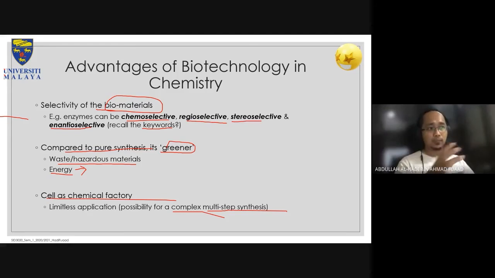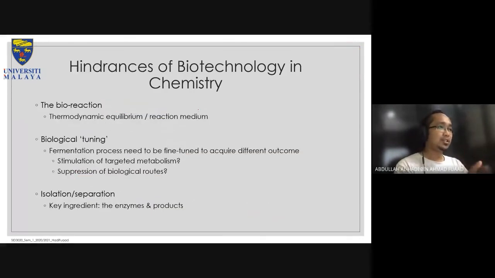But if you use biotechnology, there are some things that can be done, though I have not done so. The idea is there, and there are some people who have actually managed to prove that a multi-step compact synthesis can be done in a cell. Now, some hindrances about biotechnology and chemistry.